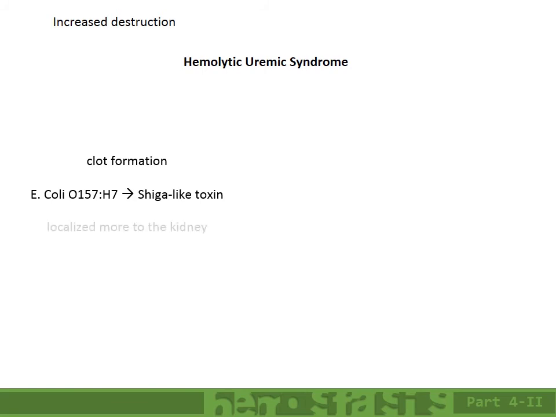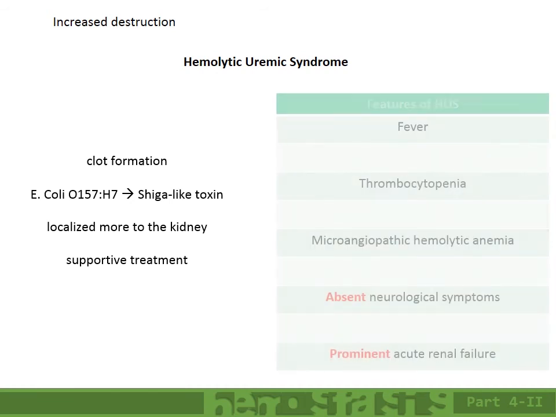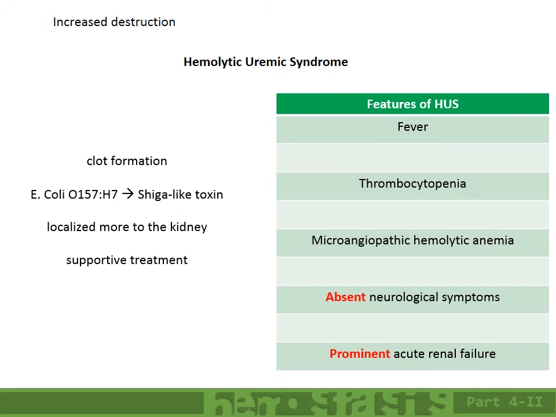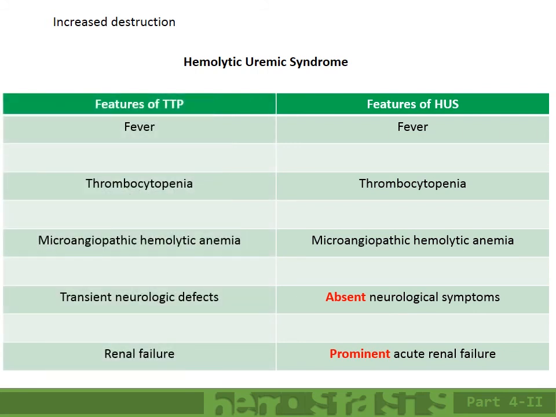However, the Shiga toxin binds preferentially to receptors on the glomeruloendothelium in the kidney, and this localizes the reaction to the kidney and leads to some distinct clinical manifestations. Typically, management is supportive. The clinical manifestations of hemolytic uremic syndrome include fever and thrombocytopenia, as well as microangiopathic hemolytic anemia, so far very similar to TTP. The neurologic symptoms tend to be absent, and the renal failure tends to be prominent. Let's just contrast this with TTP for a moment. We see the big differences are the lack of neurologic symptoms in HUS and the prominent renal failure.